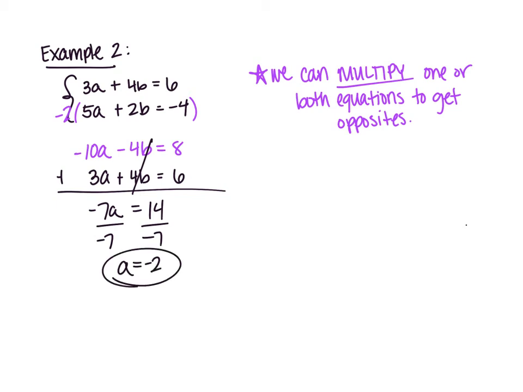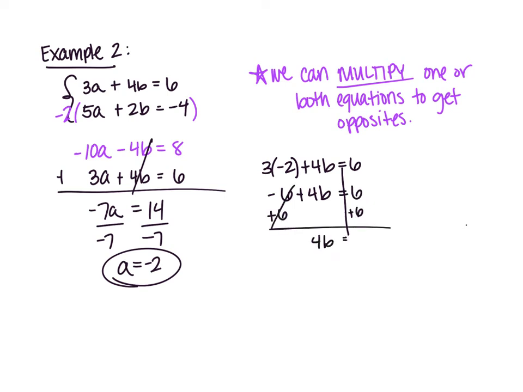So I'm going to substitute our answer of negative 2 into one of my original equations up here for a. I'm just going to use this first one, but again, it doesn't matter. So 3 times a, so 3 times negative 2, plus 4b is equal to 6. Now we're just solving using inverse operations. So we get negative 6 plus 4b equals 6. I'm going to add 6 to both sides. We get 4b equals 12. We divide both sides by 4. We end up with b is equal to 3. So our final answer would be (-2, 3).